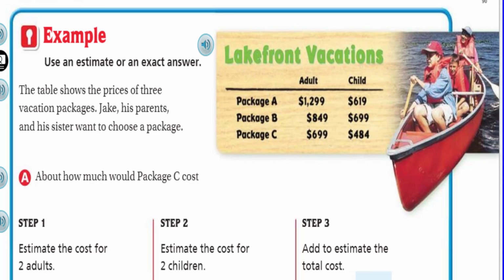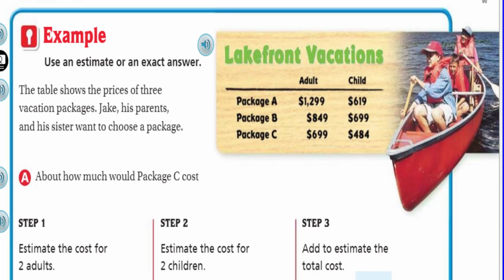Woo, look at this. Oh my goodness, I got some people in a canoe. Example, it says use an estimate or an exact answer. Ooh, okay. Well, we know what an estimate is. We did one. It's just kind of like a rounded number. The key thing about estimate is we use the word about.